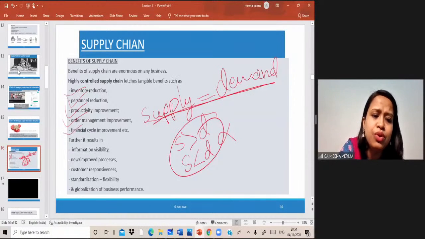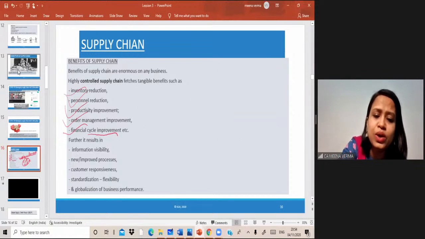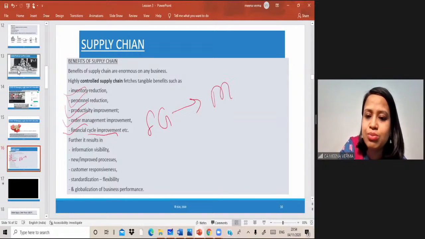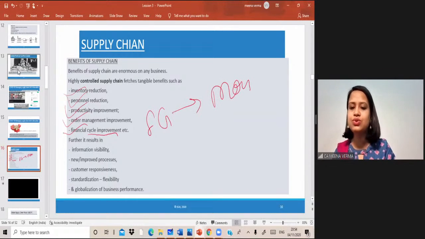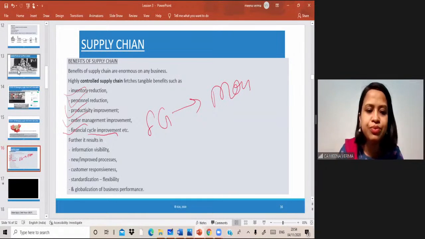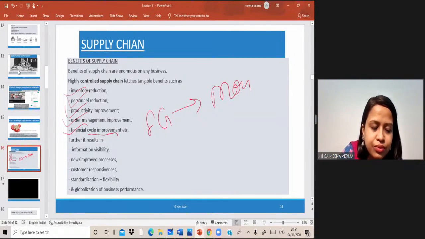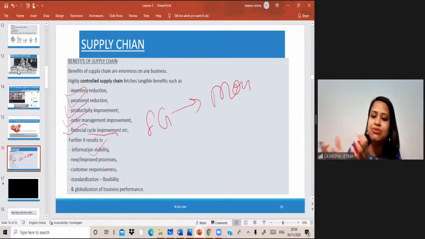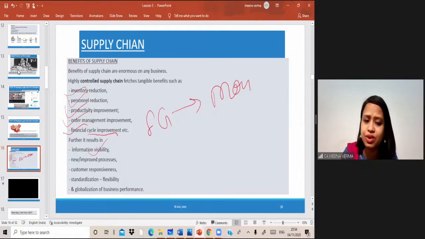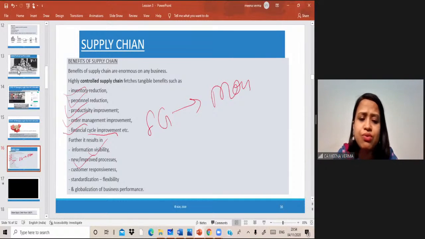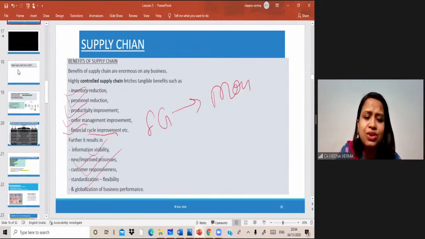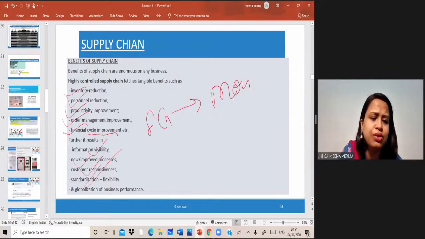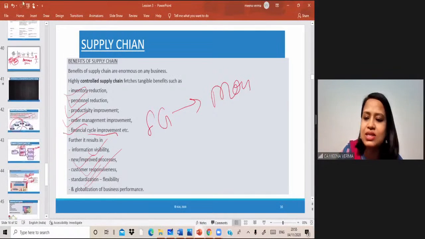We want to improve the financial cycle. Why? Because we want our finished goods quickly converted into money. We quickly want to sell our finished goods and quickly recover the money from our customer. If you manage the supply chain, information will be visible. You can get information easily from the customer, and you can pass that information wherever it is required. You can improve the entire process of the organization. Great customer response. Okay, globalization. These points will help if you manage the supply chain.